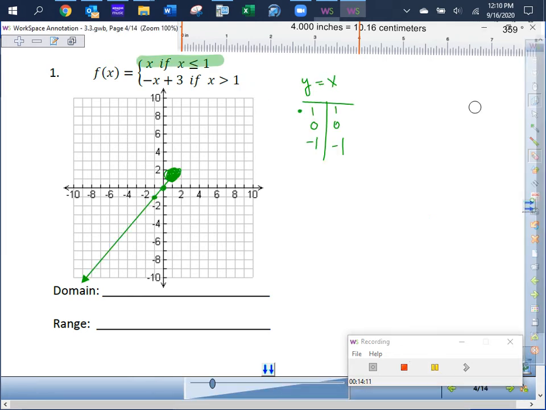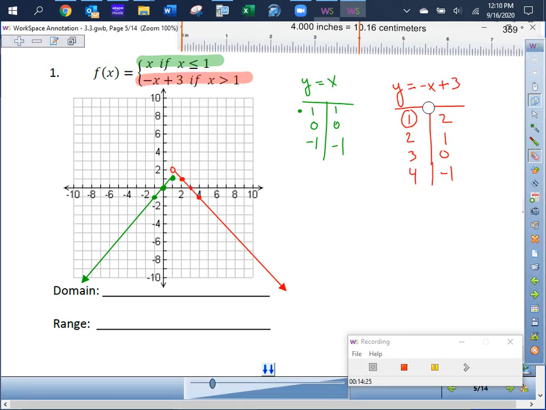So the first piece, you had to pick where x was less than or equal to 1. So I started with 1. It's included. And then I picked some numbers less than that, made the first point, and I said go through the other dots. So make sure we had that point in the right way.